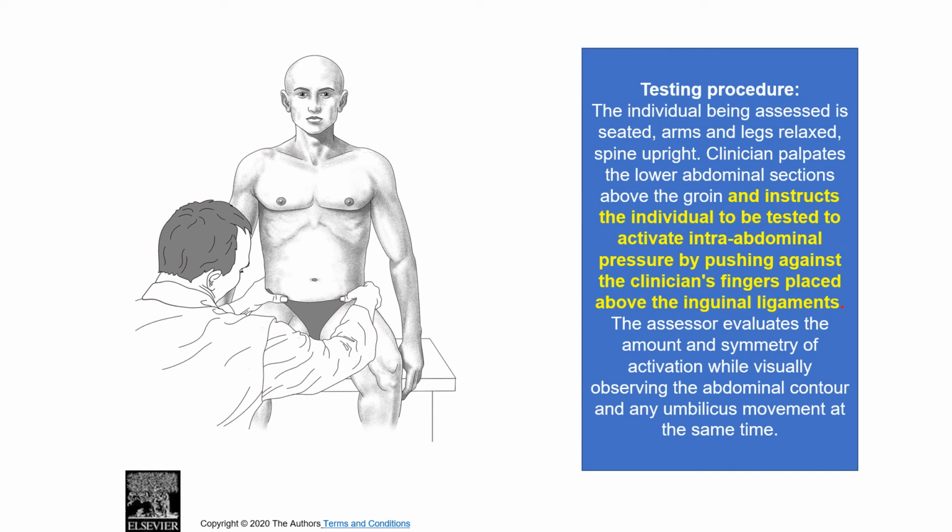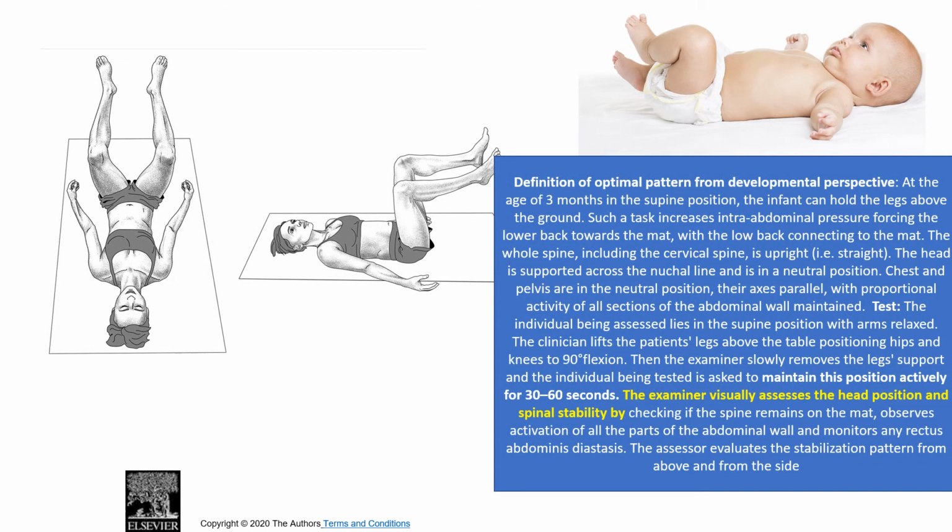It then describes the testing procedure itself, and the assessor then evaluates the amount and the symmetry of the activation, observing the abdominal contour and any sort of movement of the umbilicus in this case. So the optimal pattern of what a baby can do at a certain age, in this case lying on your back and being able to lift your legs against gravity in space while keeping your arms to your side, is a position that is then used as a test position for older children and adults.